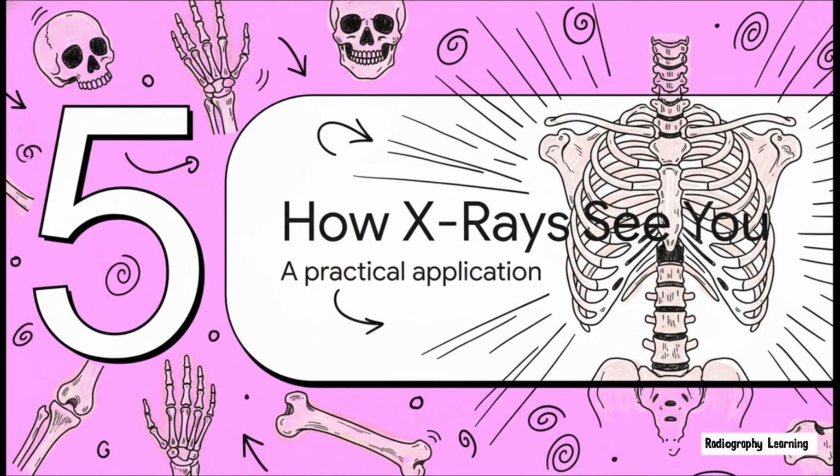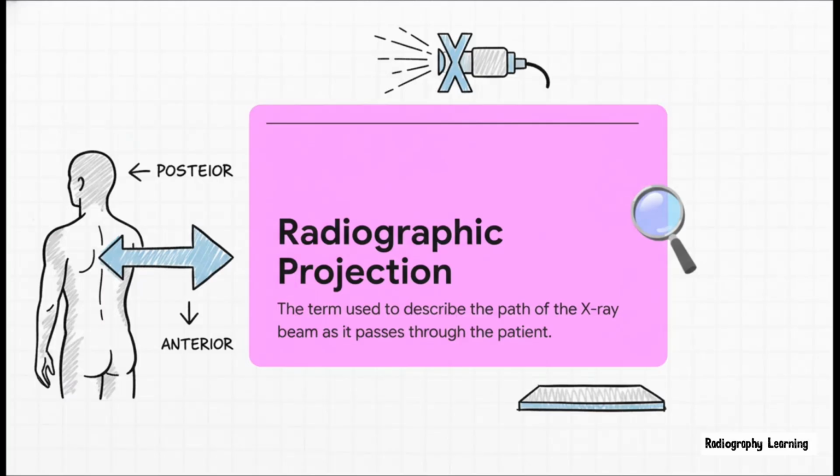Okay, so why does any of this really matter in the real world? Well, let's look at a perfect example where this language is absolutely critical every single day: medical imaging. Let's talk about X-rays. When you get an X-ray, they talk about the projection. And all that term means is the path the X-ray beam takes as it travels through your body. The name of the projection is simply based on where the beam enters and where it exits, using the exact same directional terms we've just been learning.